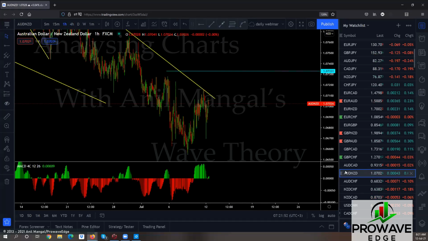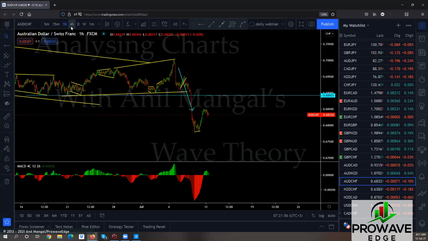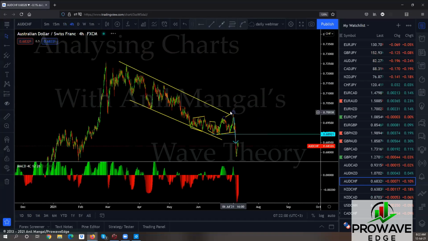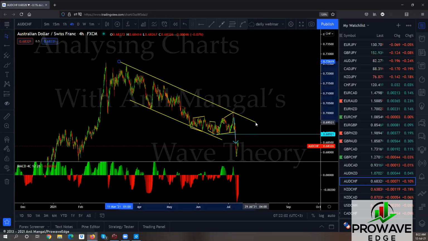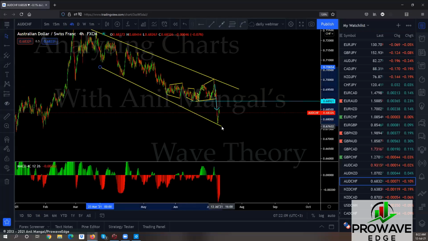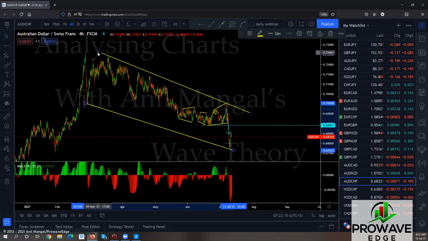Aussie New Zealand, stay out of it. Aussie Swiss. Okay, so where we are in the Aussie Swiss structure. It did drop lower, so we can put this here now. As expected, you see, we look at that as a flat and we expect it to drop. It dropped much lower than expected. Probably it is here. I don't think this is the whole flat.